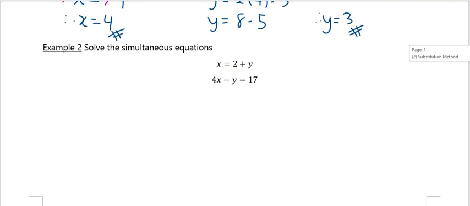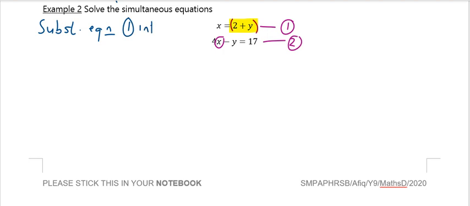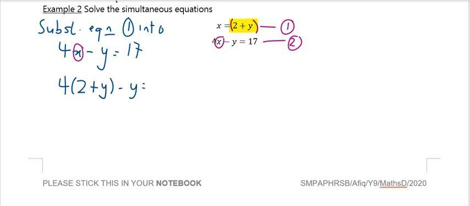Now let's proceed to the next one. You are given as the first equation x equals 2 plus y, and the second equation is 4x minus y equals 17. You can see that the first equation has x as the subject. So you have to substitute the whole 2 plus y into the second equation for the term x, right? So substitute equation 1 into 4x minus y equals 17. This whole thing will be 4 bracket 2 plus y, minus y equals 17.